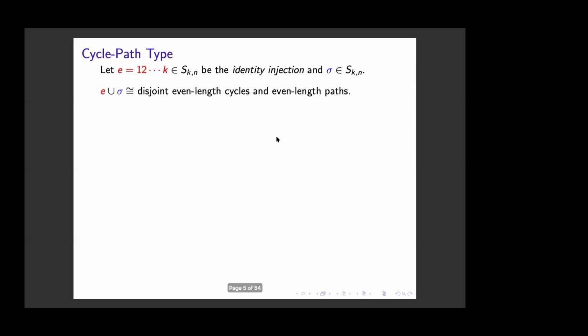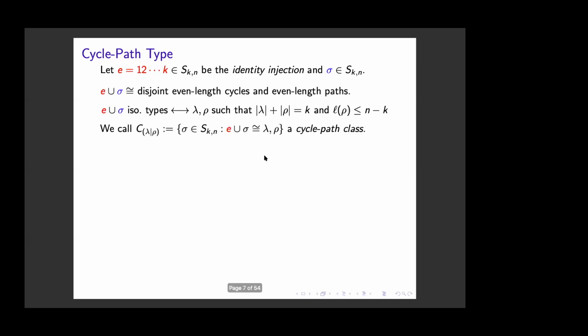It's not too difficult to see that if we take this graphical union of E and sigma, then we're always going to get disjoint copies of even length cycles and even length paths. And it's not too difficult to identify these isomorphism types with pairs of partitions, lambda and rho, where the size of lambda plus the size of rho is forced to be equal to k, and the number of non-zero parts in rho has to be less than or equal to n minus k.